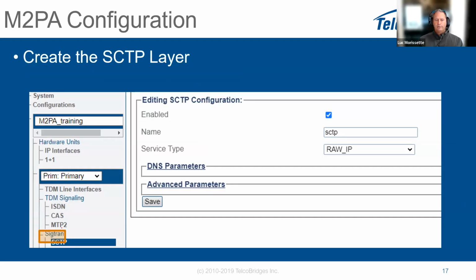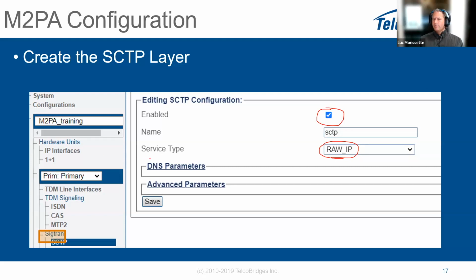Next, you need to go down to the SIGTRAN section of the unit and select SCTP. So you need to enable this SCTP layer. And the service type here is always raw IP. We have a choice of UDP as well, but we always use raw IP.